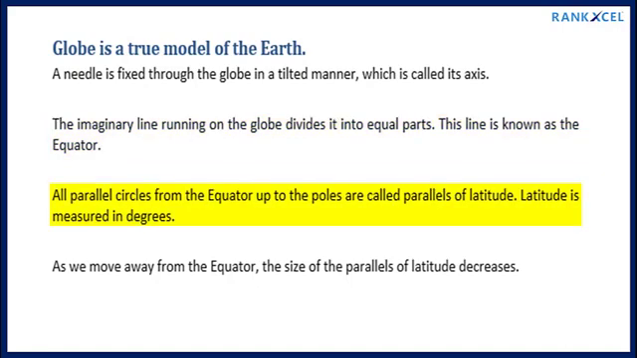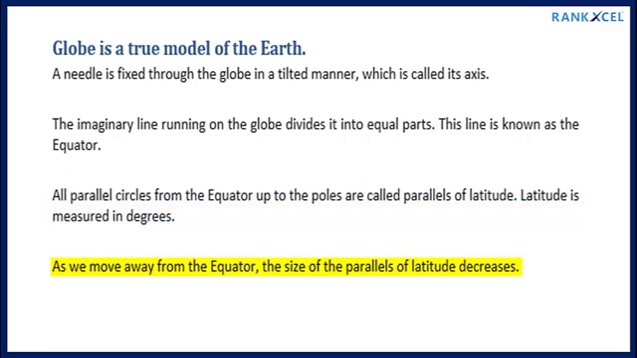All parallel circles from the equator up to the poles are called parallels of latitude. Latitude is measured in degrees. As we move away from the equator, the size of the parallels of latitude decreases.